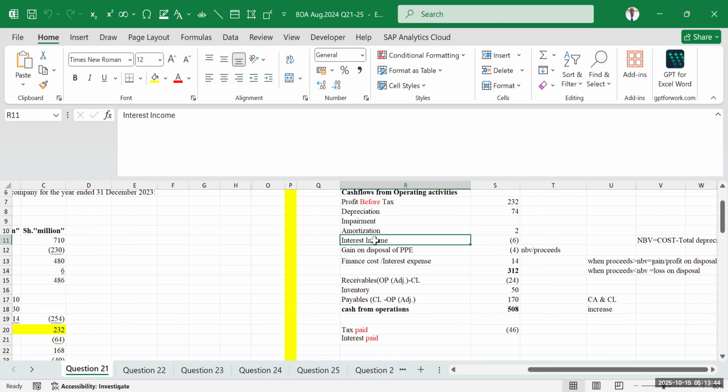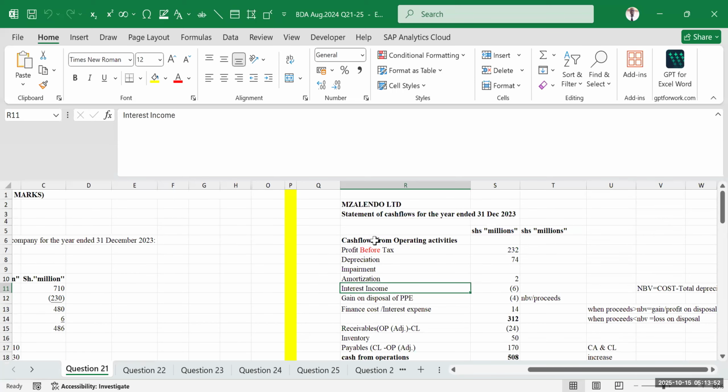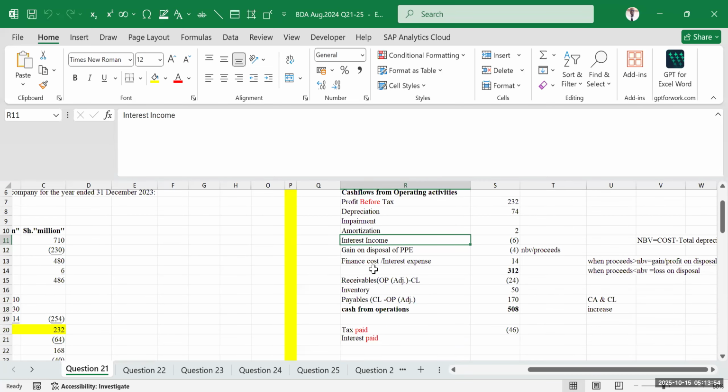Interest income was recognized as an income on accrual basis in the preparation of the statement. So it must have exaggerated our profits. So what we do to correct our profits, because it was recognized as an income, but there was no money received on the same, is deduct it. It overstated our profit. So we correct by deducting.